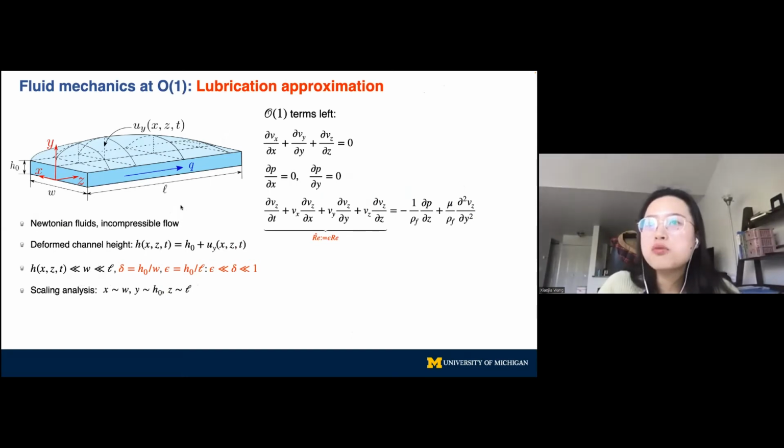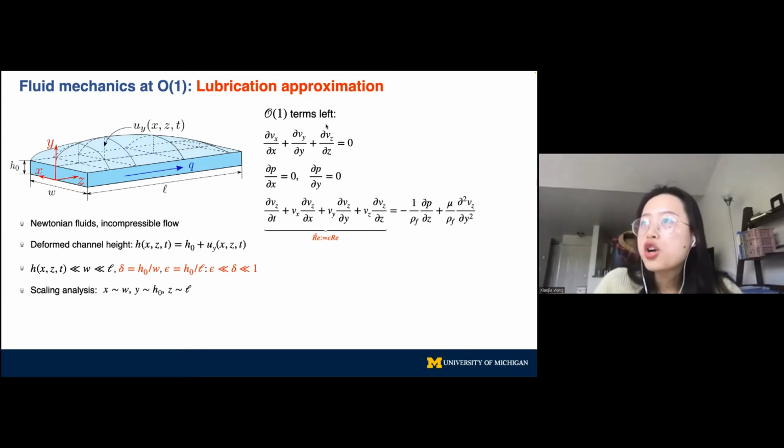So we assume the fluid is Newtonian and the flow is incompressible. The deformed channel height is simply the undeformed channel height plus the interface displacement. We also assume in the deformed state, the deformed height is much smaller than the width, and the width is much smaller than the channel length. With that, we can introduce two small aspect ratios, delta and epsilon, to make our governing incompressible Navier-Stokes equations dimensionless.